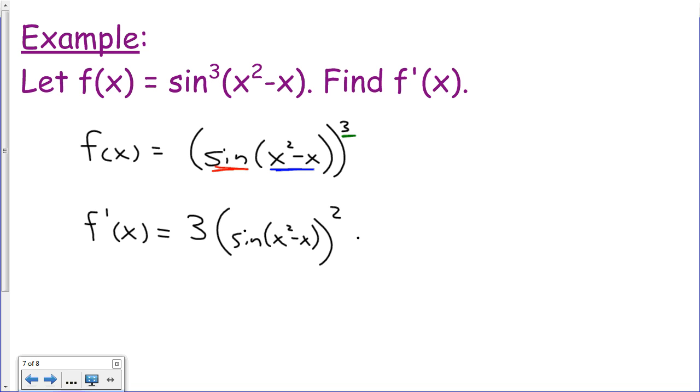So multiply now by the derivative of the inside. So derivative of a composite function is this. Take the derivative of the outside function. Sine is the outside function. So the derivative of sine is cosine of something.